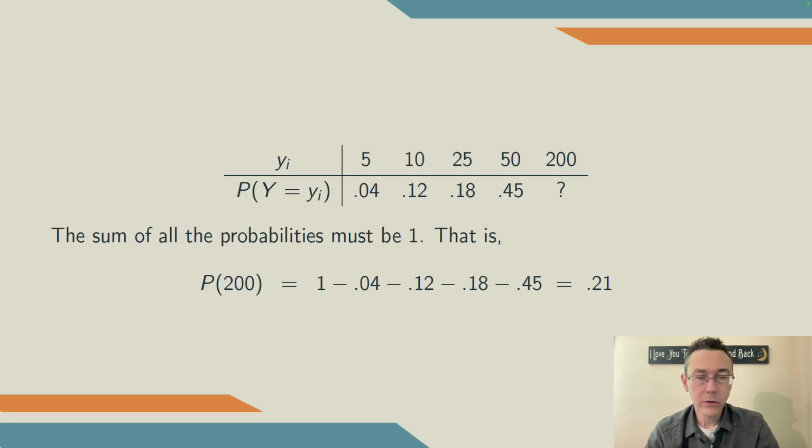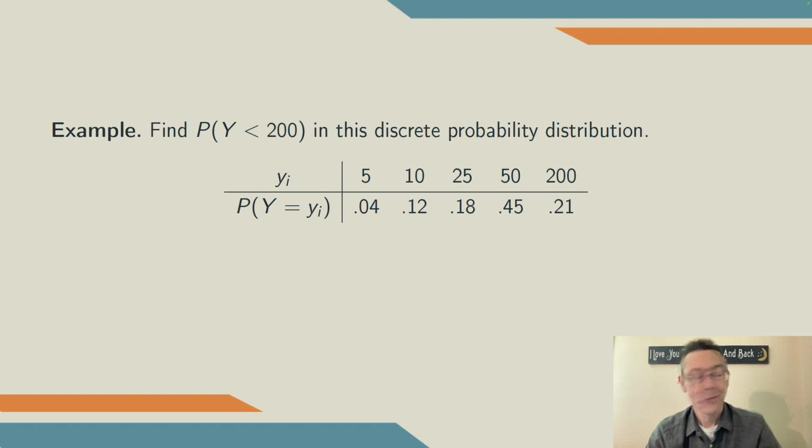By the way, notice that I used the letter Y here instead of X. There's nothing special about the letter X for a random variable, so just be aware of that. One final example. Find the probability that Y is less than 200 in this same discrete probability distribution. So again, pause the video, try and work this out on your own.